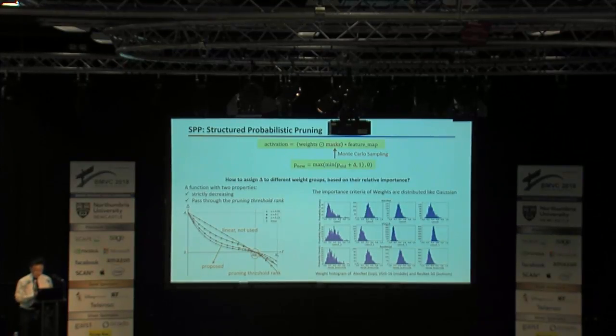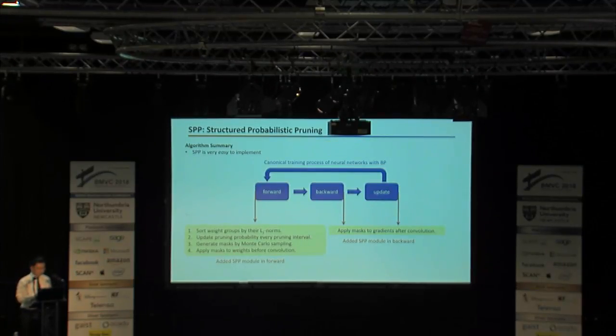We find that weights are distributed like a Gaussian, so there are many weights taking similar values at middle ranks. We must make the curve flat at middle ranks and steeper at lower and higher ranks to catch up with the changes of the importance criteria of the weights. We use a continuous function in our paper to achieve this. Please see our paper for details. It is very simple, the algorithm.